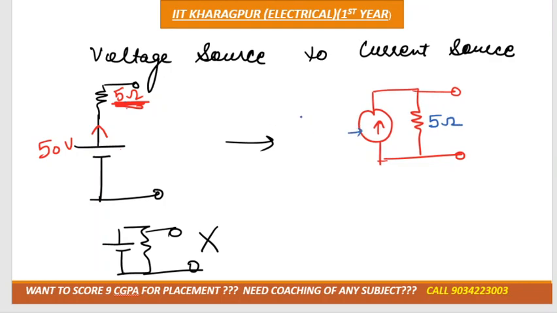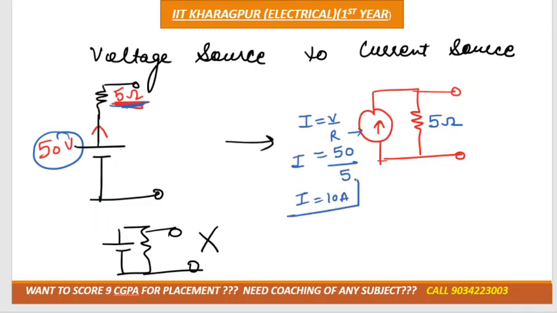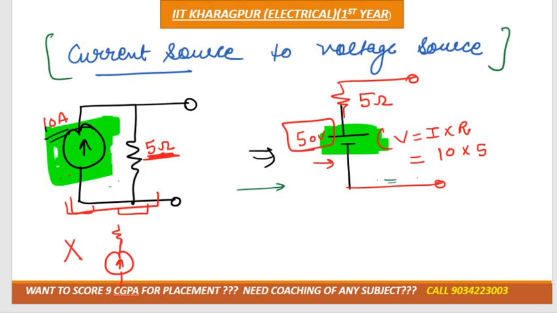Now we need to calculate I is equal to V by R. V is how much? 50 volt. Resistance is how much? 5 ohm. So I would be equal to how much? 10 ampere. Got the same thing, right? So this is how we can convert the source.